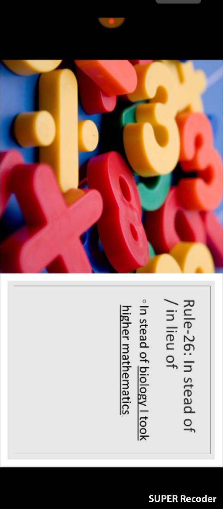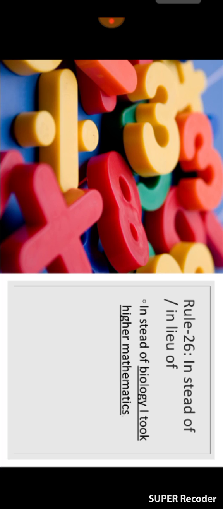Okay, let's see the next rule. Rule 26. Dear students, what can you see in the picture to my left side? Yes, I can see some symbols of mathematics. Here plus, eight, three, etc. Instead of or in lieu of. Instead of or in lieu of means in exchange of anything or any subject or any food.